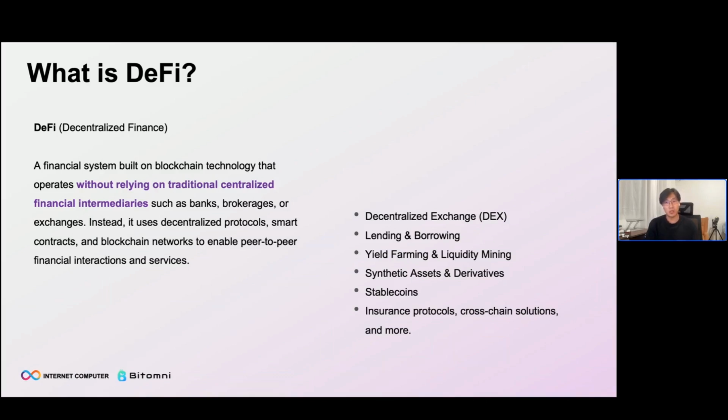And the next one, synthetic assets and derivatives. This one is a little bit complicated. I won't go into detail for this one. And stable coins. This is very important. For stable coins, we can say there are two general categories. One is centralized stable coins, and another one would be decentralized stable coins, maybe backed by algorithms.